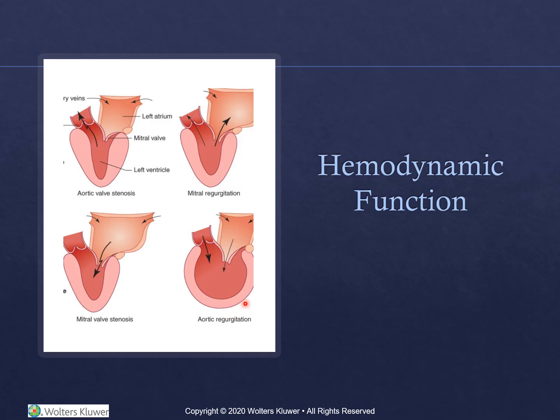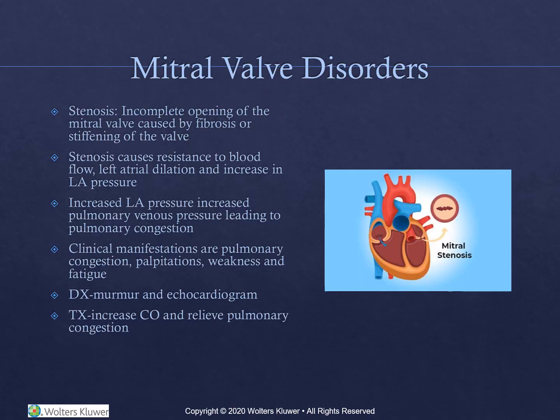And here we have aortic regurgitation, which causes backward flow into the left ventricle, which should be moving up through the aorta. Okay, so these are some of the hemodynamic things that we see with different valvular disorders. And we'll talk about each of these individually a little bit more. So starting with mitral valve stenosis.